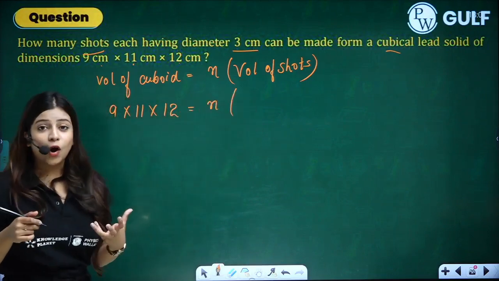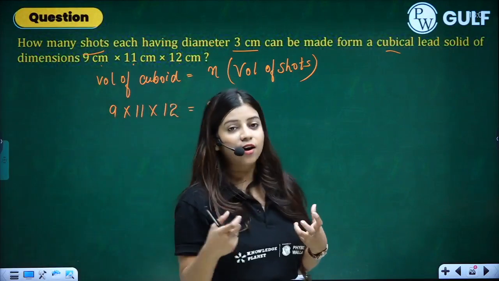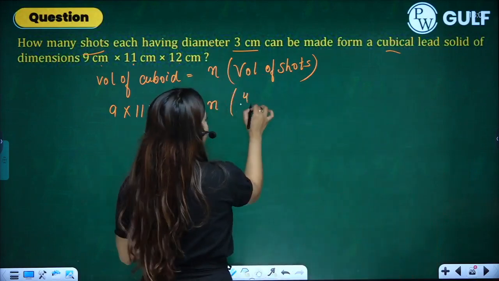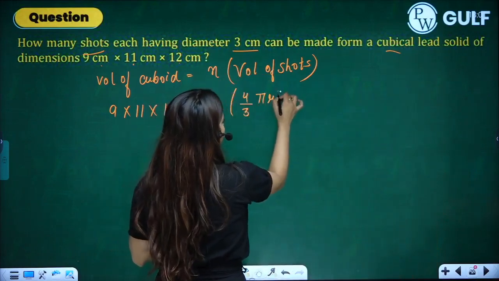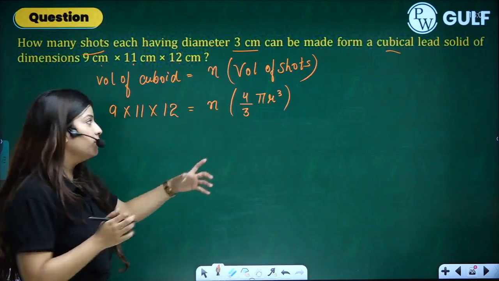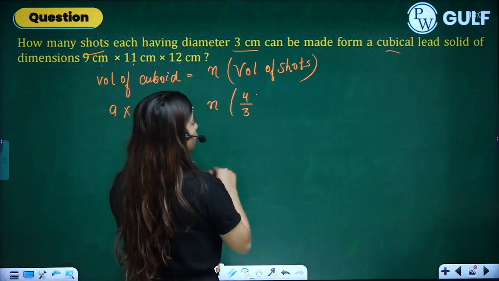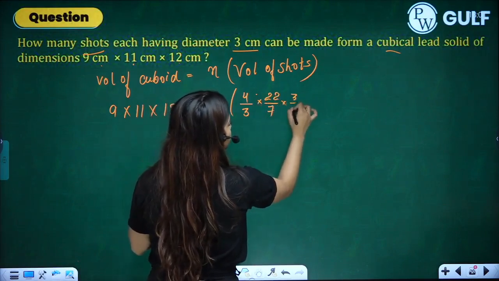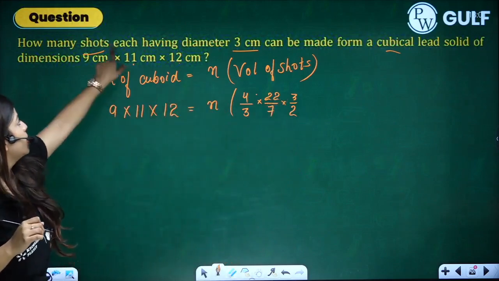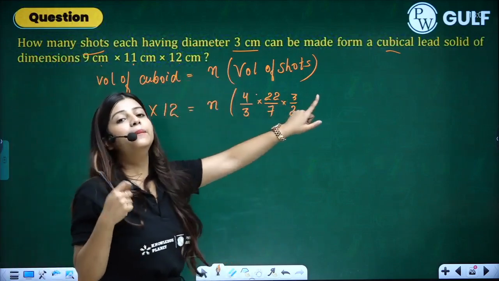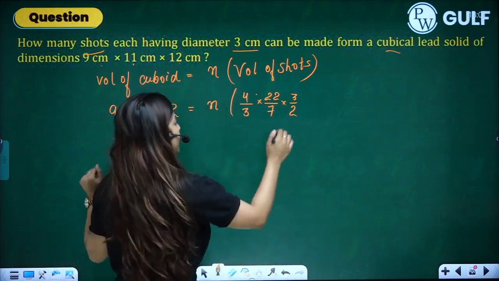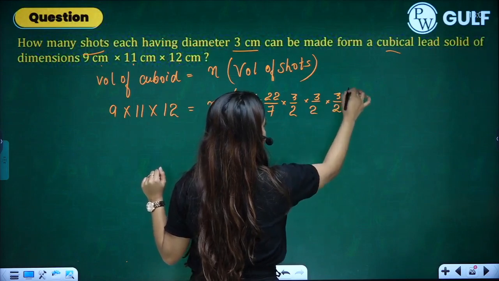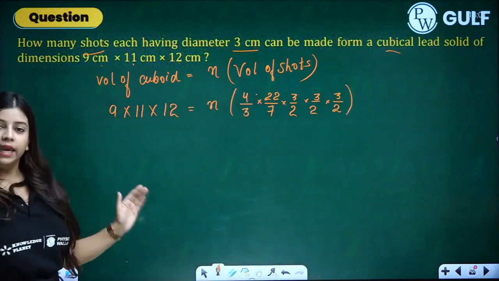The volume of a shot in the shape of a sphere with the diameter of 3 centimeter will be equivalent to what? 4 by 3 pi r cube. Let's just substitute the value over here. That will give us 4 by 3 into 22 by 7. R cube means 3 by 2 into 3 by 2 into 3 by 2. Why 3 by 2? Because over here 3 centimeter is the diameter of your particular spherical shot.